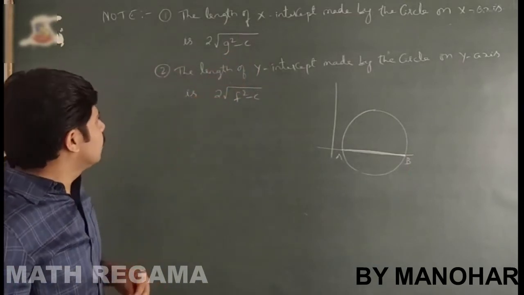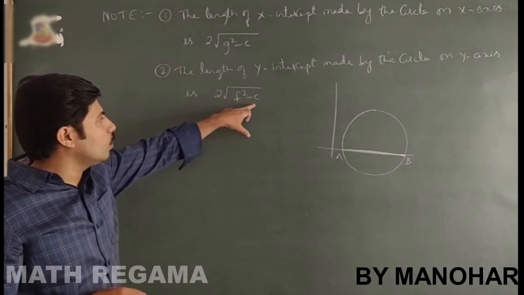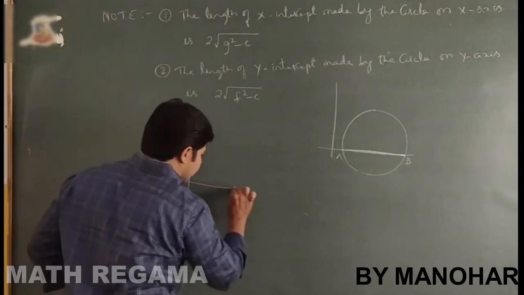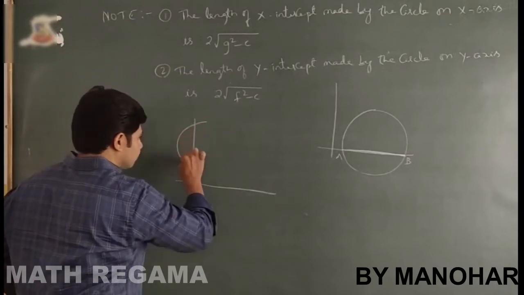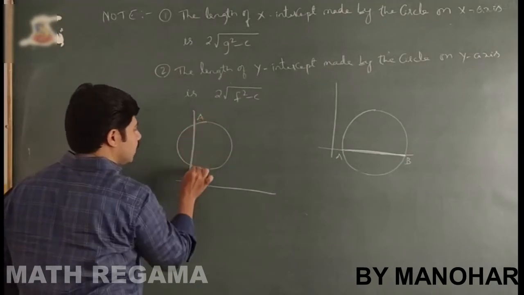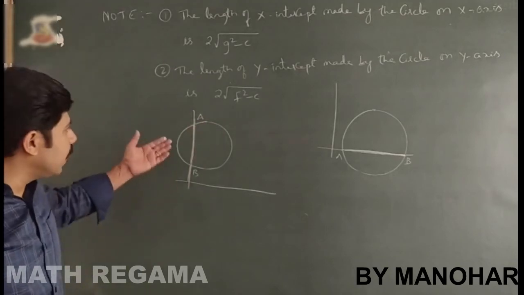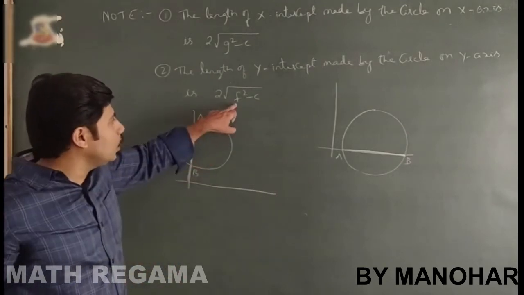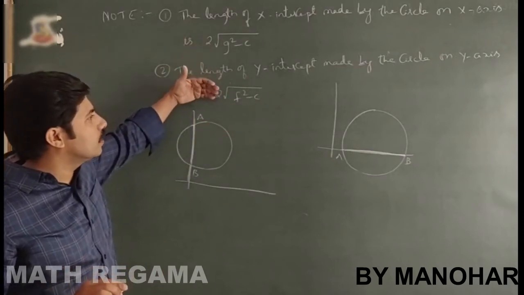The next one is the length of the y-intercept made by the circle on the y-axis, which is 2 into under root of f squared minus c. It is the same idea. Here the circle cuts the y-axis at 2 points, A and B. This length is called the length of the y-intercept made by the circle on the y-axis, and it is given by 2 into under root of f squared minus c. So these are the 2 important formulas. Please note them down.